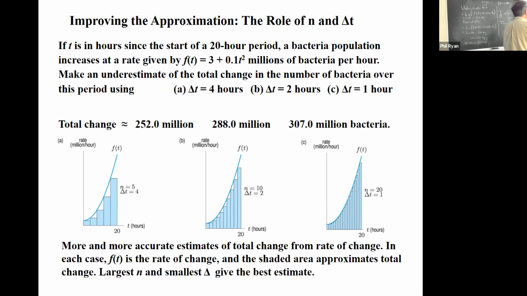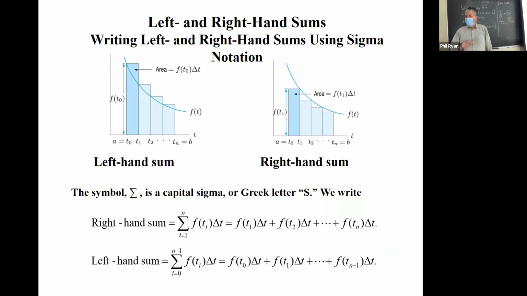Right, but the point of this exercise is showing you that when you have a big N, that means your width is very small. That's going to give you good answers. So, just to finish up, we're going to have to introduce a little bit of notation.